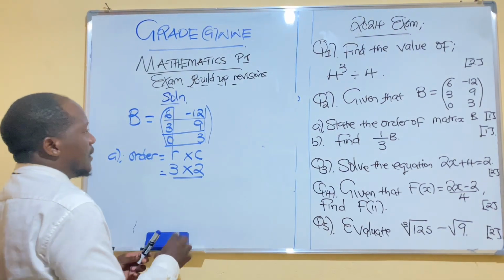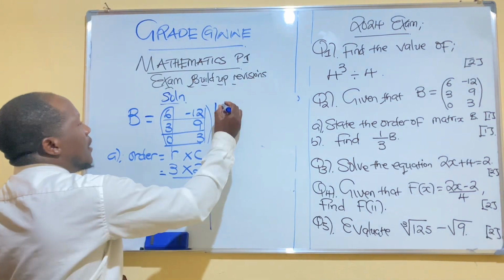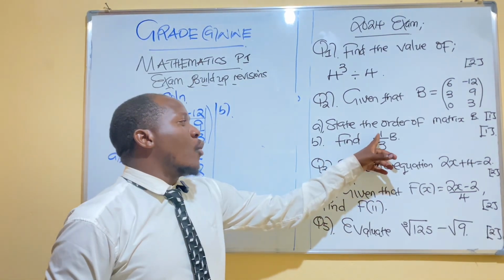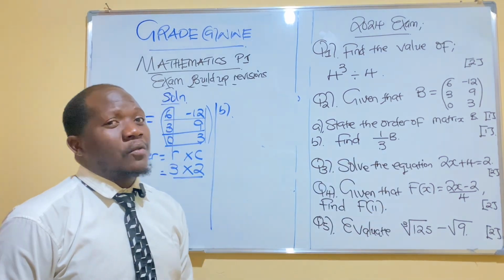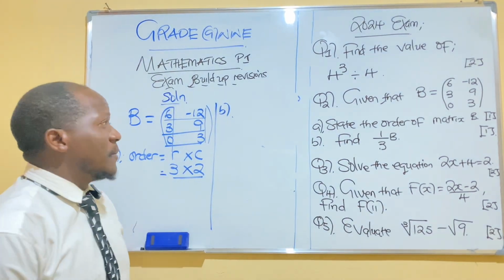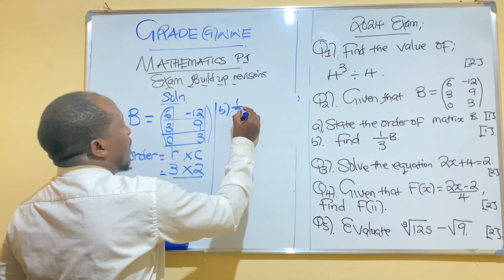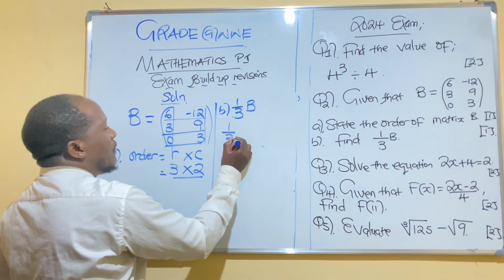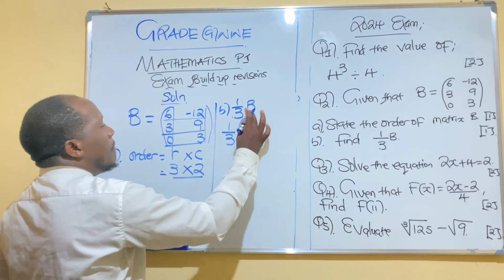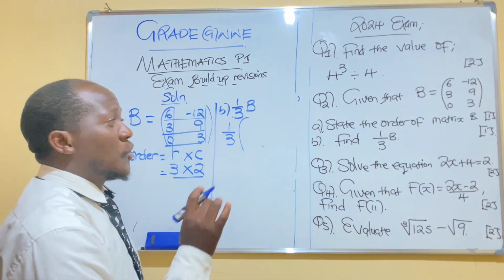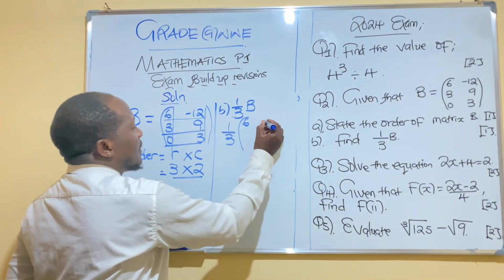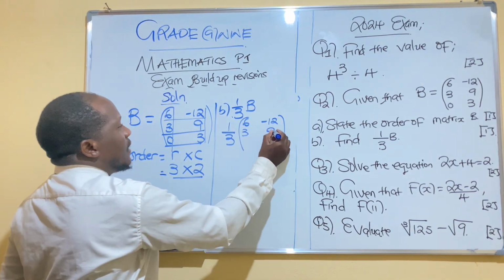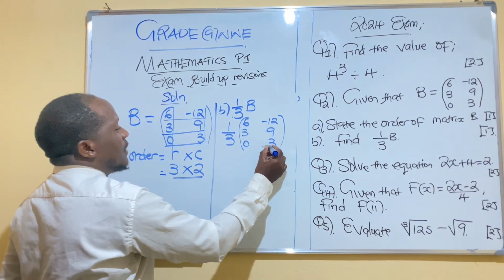And then that is our A, moving on to our B. It says find 1/3 of B, which is 1/3 of matrix B. So we're going to write 1/3, then B. We bring down 1/3, then where there is B, we replace the actual matrix. So this is 6, then negative 12, we close, then 3, then 9, then 0, then 3.